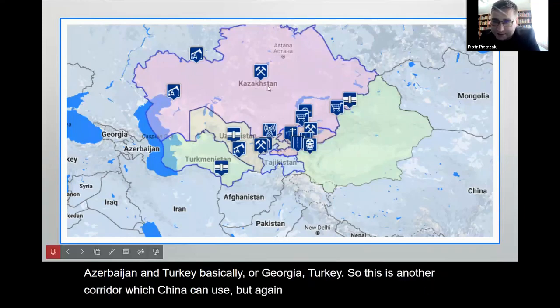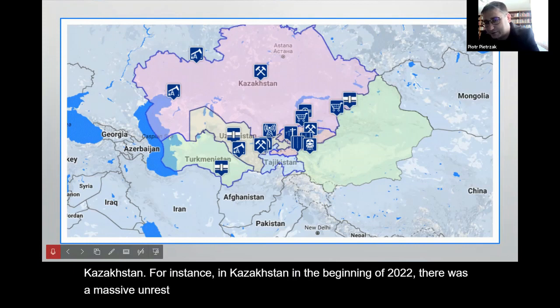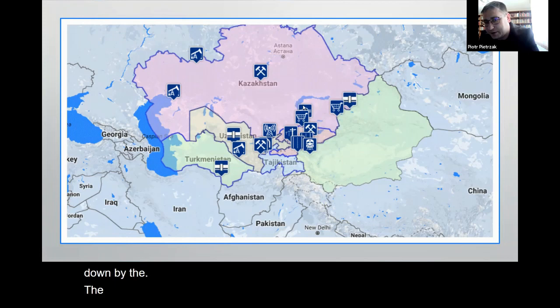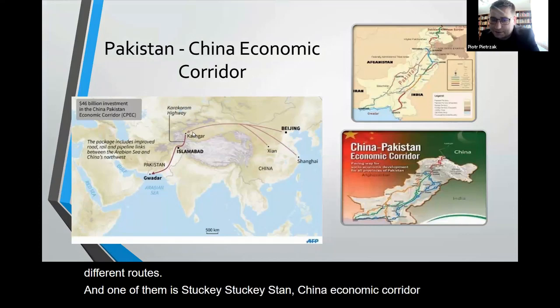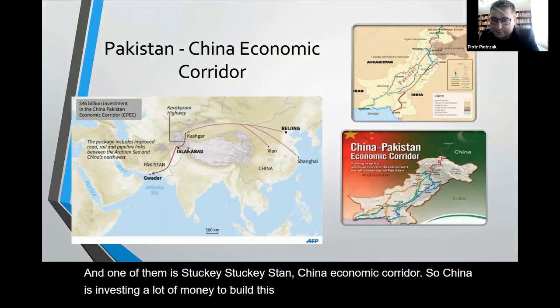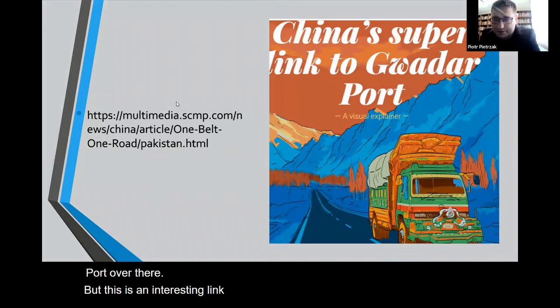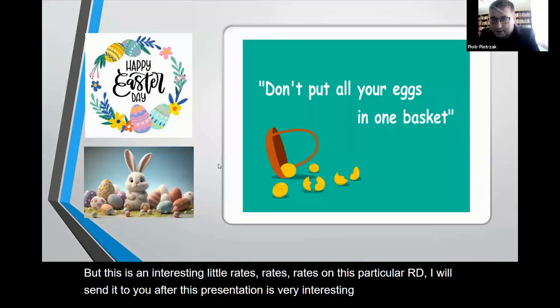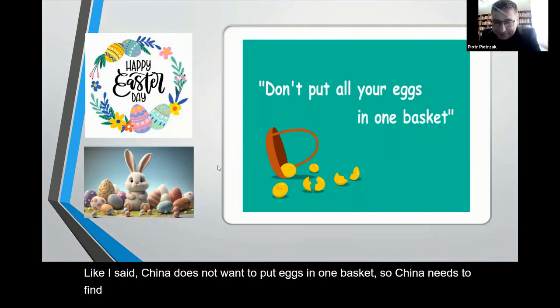But again, it depends on the political situation in Kazakhstan. For instance, in the beginning of 2022, there was massive unrest in Kazakhstan, which escalated, but then it was put down by the local government and the Russians. So surely China is thinking about different routes, and one of them is the China-Pakistan Economic Corridor. China is investing a lot of money to build this economic corridor from Kashgar to Gwadar. This is an interesting link which elaborates on this particular road. I will send it to you after this presentation. It's very interesting. Like I said, China does not want to put all its eggs in one basket. So China needs to find different alternatives in order to expand.